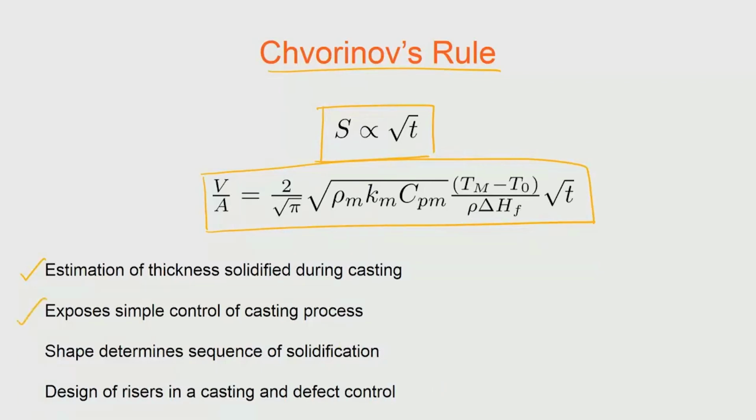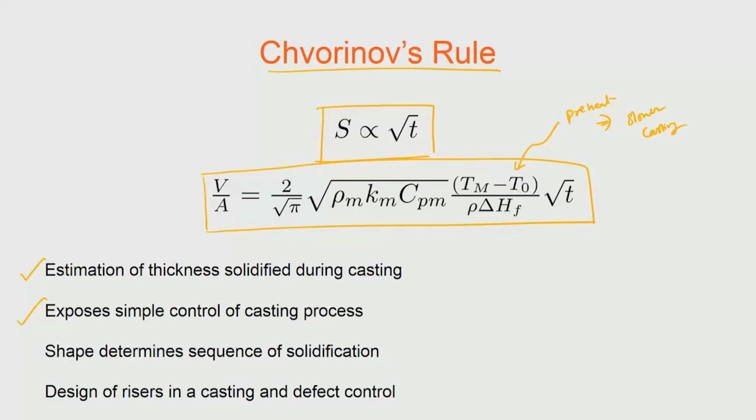You can also see this expression exposes the control of casting processes. For example, this T naught, that is the temperature of the mold. If T naught is less, that means if you have a water cooled mold, it implies that this entire number is large, which means that your casting speed will be high. And if T naught is high, which means if you have a preheat, it implies that you would have slower casting. So you can actually avoid cracking in alloys, where it is very much possible because of high cooling rates or high speeds of casting. If you preheat the mold, then you can avoid that problem.